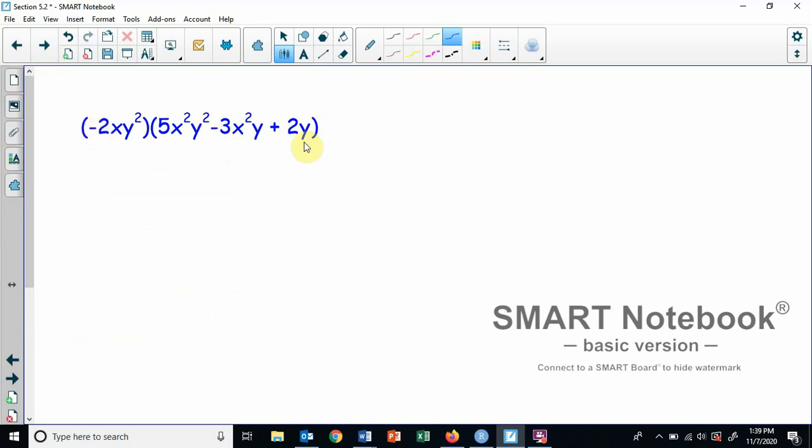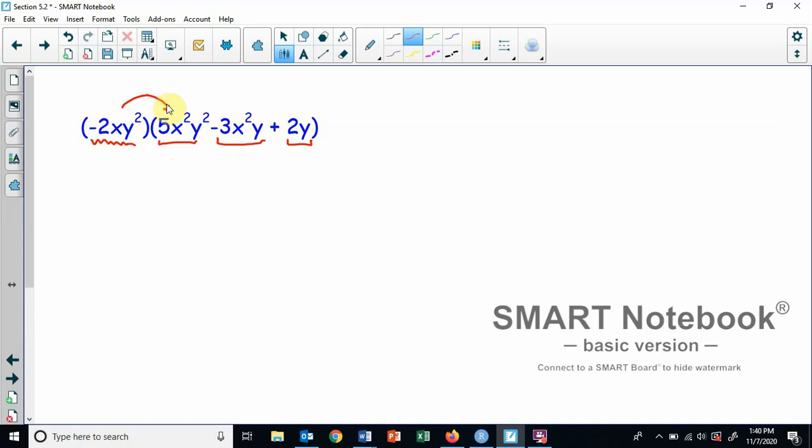This is as messy as we're going to make it look. This is big and bad looking with a lot of things going on, but it's not really that hard. I just want you to first notice that over here in this polynomial, I have 3 terms. You see a term right there, right here in the middle, and 2y. So each one of these is going to be distributed to or multiplied by this term right here, minus 2xy squared. So when we do this, we just take it one at a time.